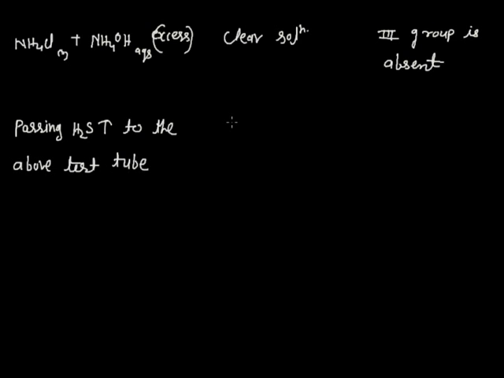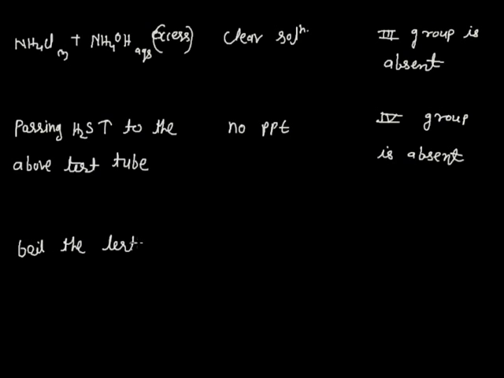Here again there is no precipitate, which indicates the absence of the fourth group. Now for the next investigation, again boil the test tube for removal of the H2S gas, since there is no requirement of H2S in the fifth group. So for the investigation of the fifth group, first boil the test tube for removal of H2S gas.